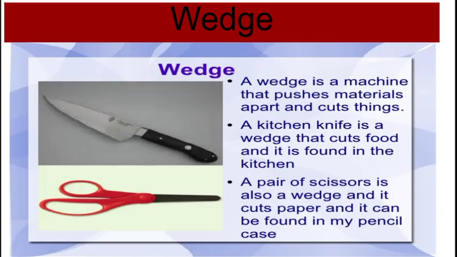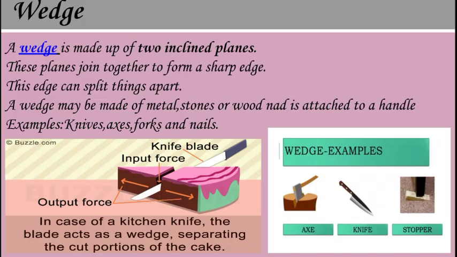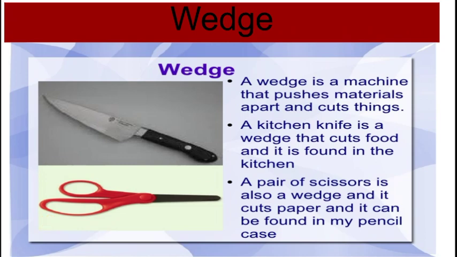Scissors are also an example of a wedge, but an inclined plane has only one sharp edge, so we cannot include scissors under the inclined plane. We can include scissors in the wedge because they have two pairs of edges. So scissors are an example of a wedge.